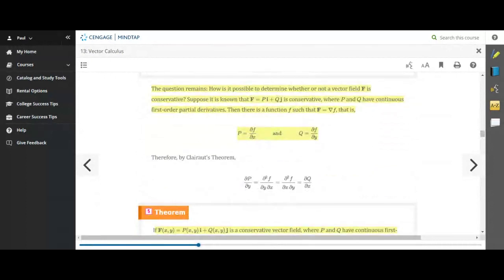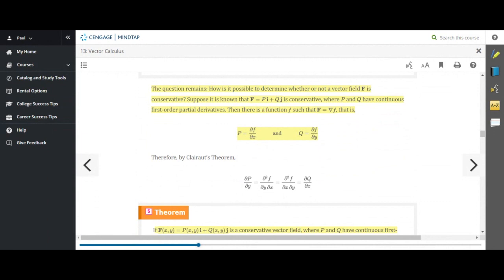So the question remains, how is it possible to determine whether or not a vector field F is conservative, meaning it has a potential function? Well, here's one way. Suppose it's known that the vector field F is conservative, where P and Q have continuous first-order partial derivatives. If that's the case, then the components P and Q would have to equal those partial derivatives with respect to some function, because the vector field F would equal the gradient of some function.